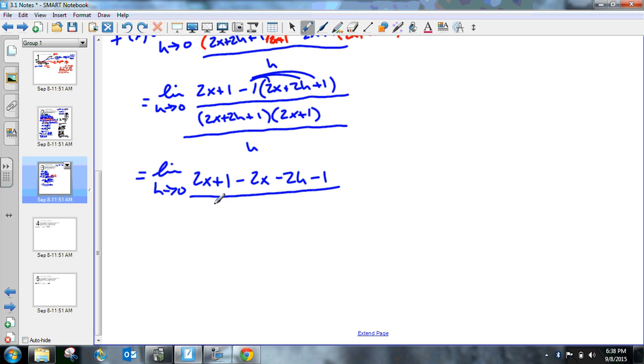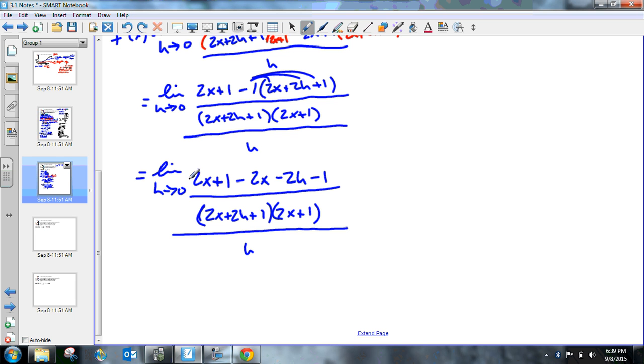A few things are going to go away here. My attitude towards this will not go away, so get used to it. The denominator is 2x plus 2h plus 1 times 2x plus 1, and then this is all over h.